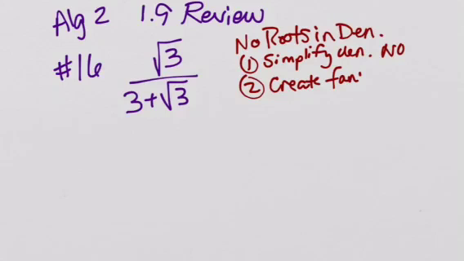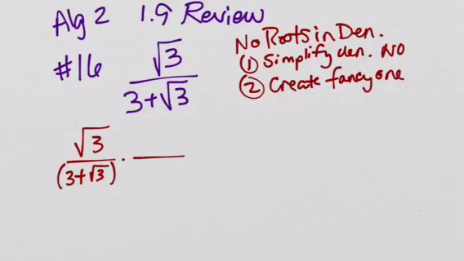When I create my fancy 1, because this is a binomial, I need to multiply by a binomial. So what is it going to look like? Well, it's going to look exactly like the denominator, and all I'm going to do is change the sign in the middle. So instead of being a plus, it's going to become a minus.